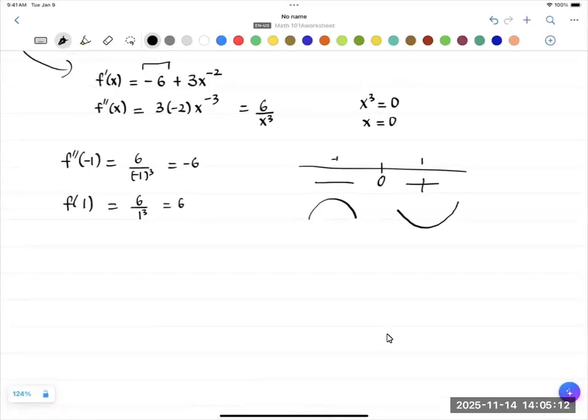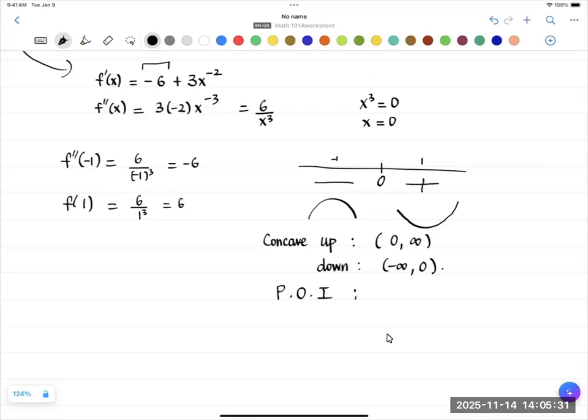Okay, and you will have concavity on the intervals: concave up from 0 to infinity, and concave down from negative infinity to 0. Point of inflection does not exist. There is no point of inflection.